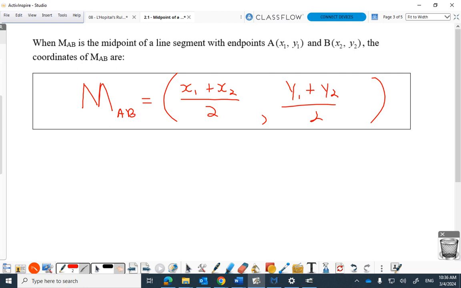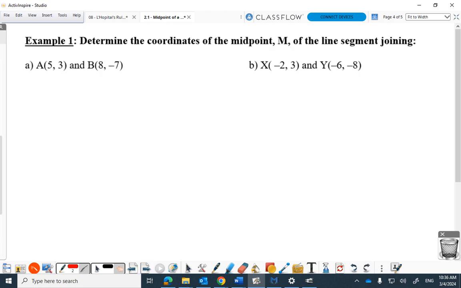On slide 3 of 5 for me. Determine the coordinates of the midpoint of each line segment. Okay, I'm going to do the first one with you. Then you'll try the second one. We like to do one where you try it yourself. And then apparently there's one extra example after that. So here's how you do it. Label these: x1, y1, x2, y2.